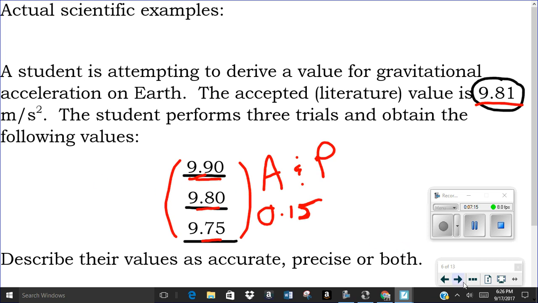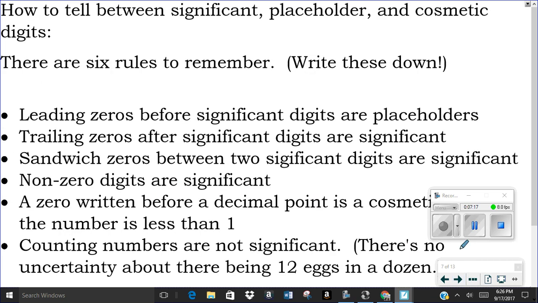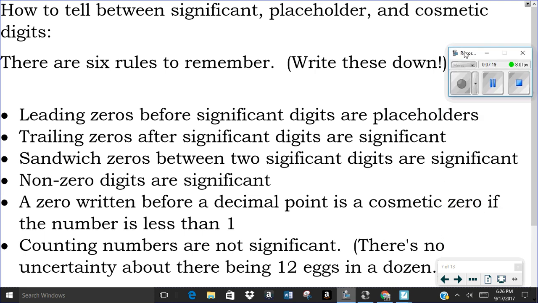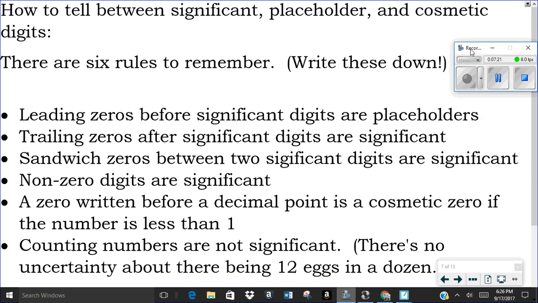So now let's take a look at how many decimal places we should record measurements to. And that means we have to learn rules about significant figures, placeholders, and cosmetic digits. There are 6 rules to remember. I would take a moment to pause the video and write all 6 of these rules down.